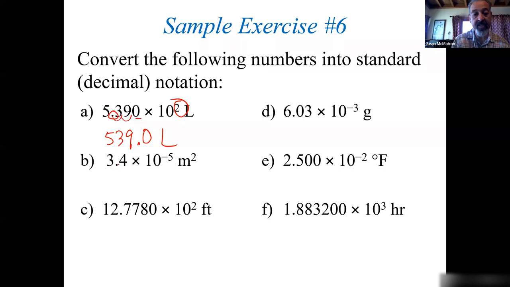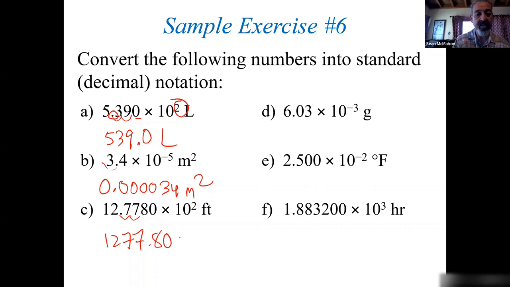-5. That means I've got to make this number less than 1. How do I do that? I've got to move it 1. Ooh. So this moves it over 1, and I need 4 leading zeros. 1, 2, 3, 4, 5 meters squared. And you could redo it, 1, 2, 3, 4, 5. So I'm going to move this over 2. Boom, boom. 1277.8. There's a 0. It's trailing. Put that. Feet.